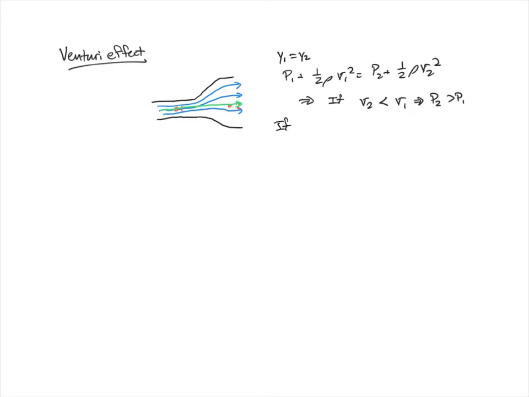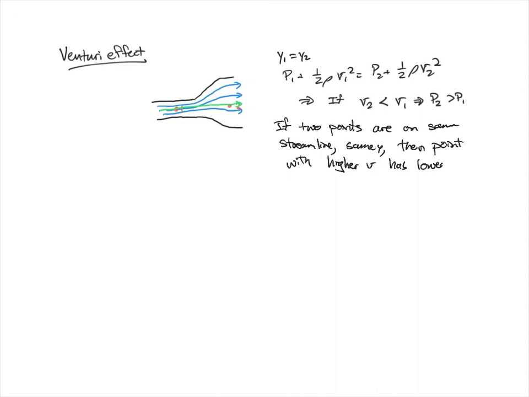So maybe we should write that out. If 2 points are on the same streamline and have the same y, then the point with higher velocity has lower pressure. And that's something that is really not at all obvious. So now I will show you a demonstration of this.